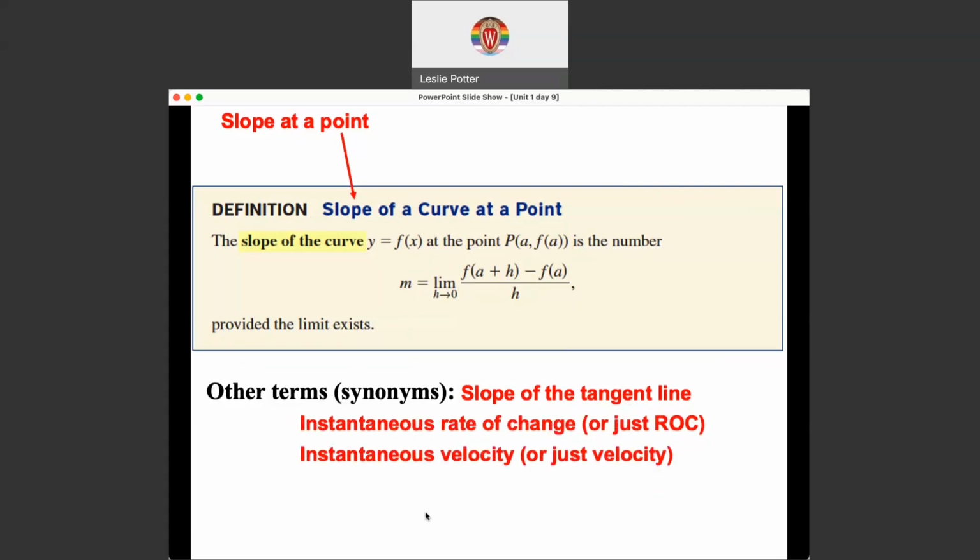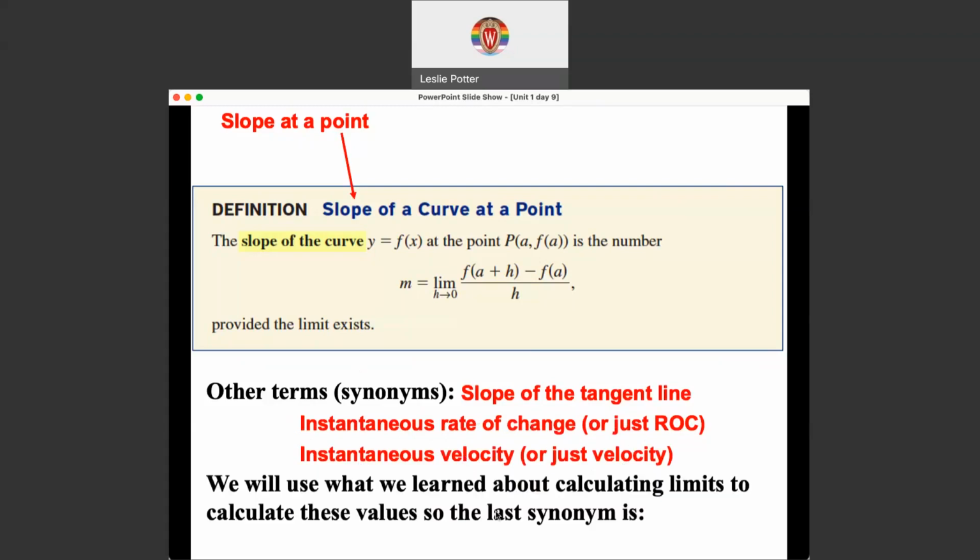If we want to give it some context, we could call it the instantaneous velocity, or just velocity. So when we drop the word instantaneous and just call it rate of change or velocity, it's implied. So we're going to use, like I said a little earlier, what we know about limits to calculate this. Okay, so the last synonym, we've got four synonyms. It's a lot. The last synonym I use is something called the limit method, because that's the method we're using to evaluate and get that value for the slope.